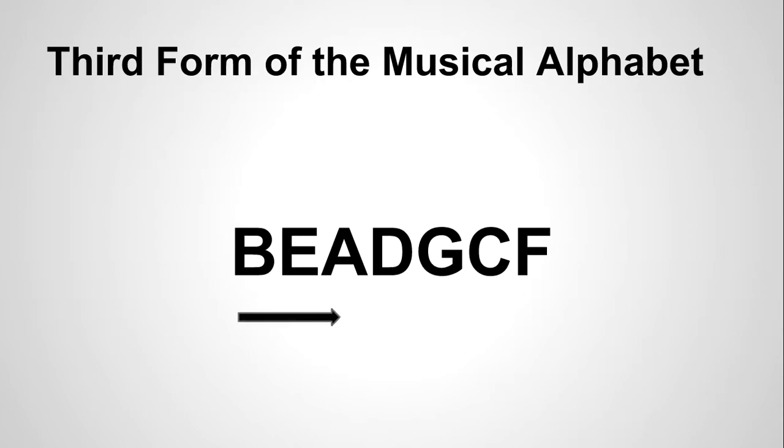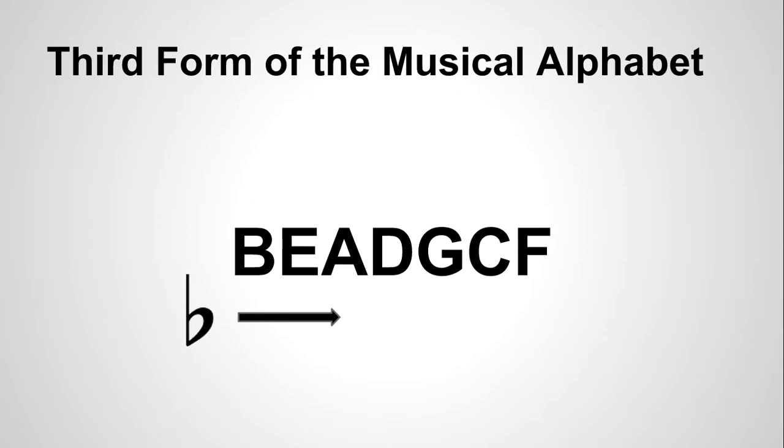Well, simply, when we read this from left to right, that will always be the order of flats in a key signature. For example, if I see one flat in a key signature, it will always be B flat, regardless of the clef. If I were to see four flats in the key signature, they would be read from left to right, B-E-A-D, and so forth.